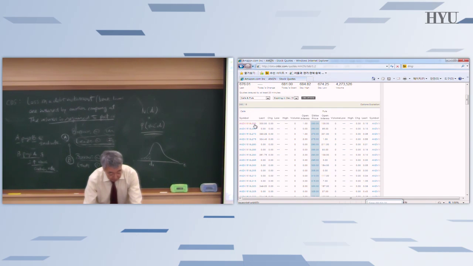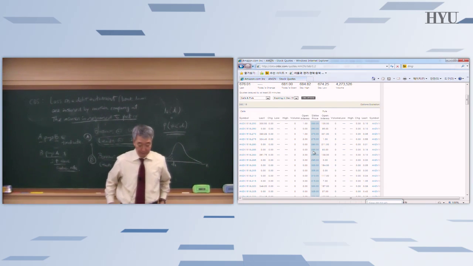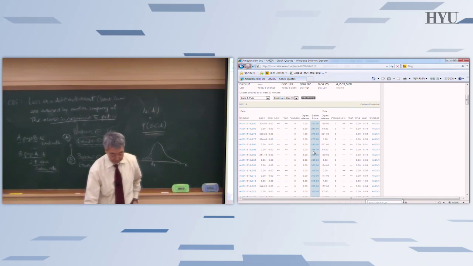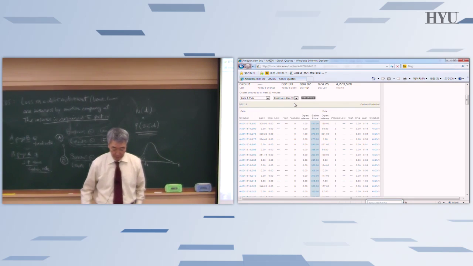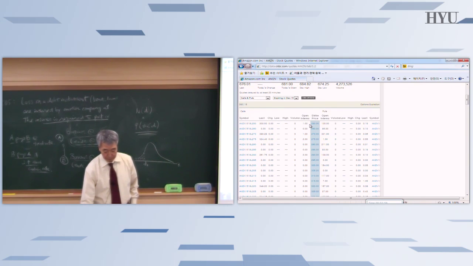And these are the symbols, and if you look at the last three digits, 250, 260, 270, those are actually strike prices. Strike prices, okay? So here's the December 2015 option for Amazon, with a strike price of 250, right?